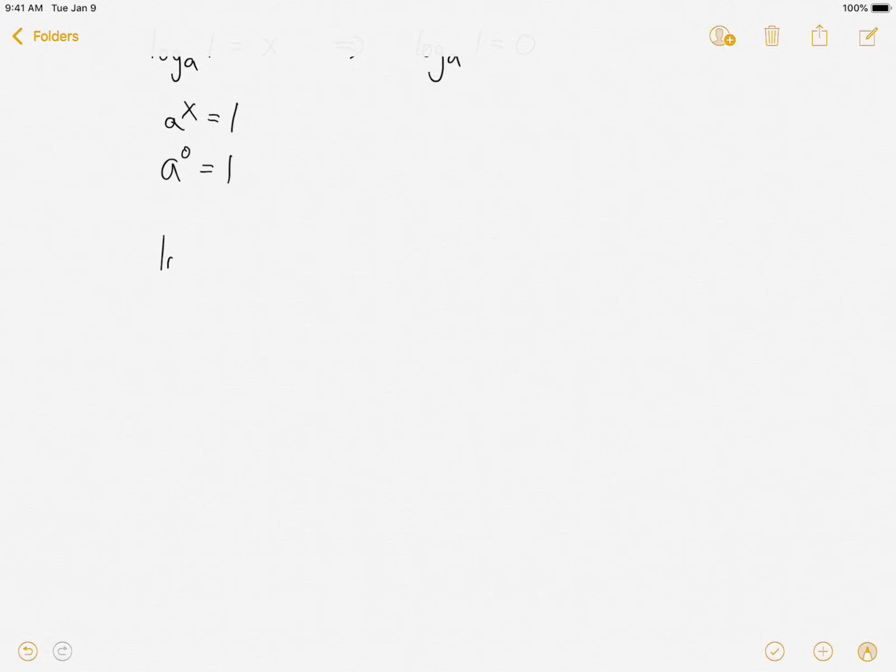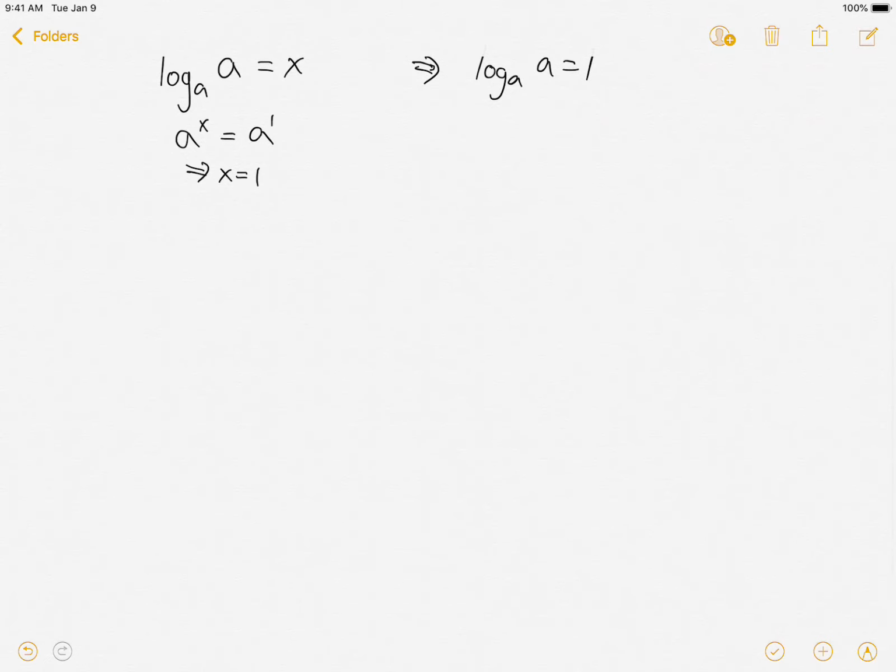Okay, another one, log base a of a. Again, let me just throw in some x and convert it. If you look at that, that's like a to the first power, so that shows me that x equals 1. So this guy is 1. So if you take log base a of itself, it's always 1.